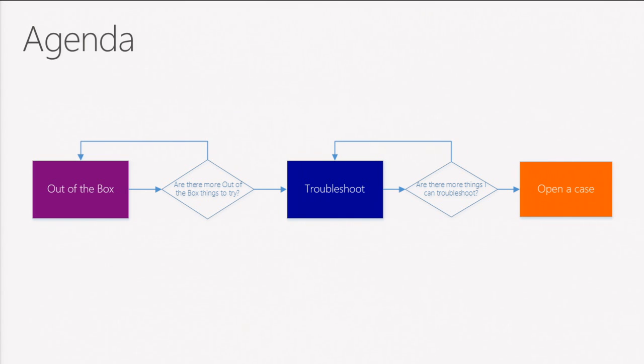So, apply an out-of-the-box step. Did it work? Yes, no. Move it to the production environment. Now, once you are done with all the out-of-the-box improvement suggestions, then you will have to go to the blue box, which is troubleshooting MRP.